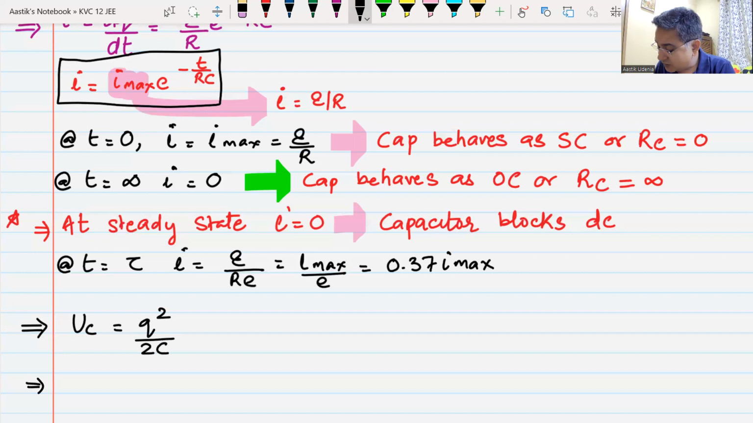You can also find out the power given in the form of heat in the resistor. You know the value of I, you take square and you multiply it by R, and you will get the power lost in the form of heat as a function of time. Do we understand this? Yes, sir.